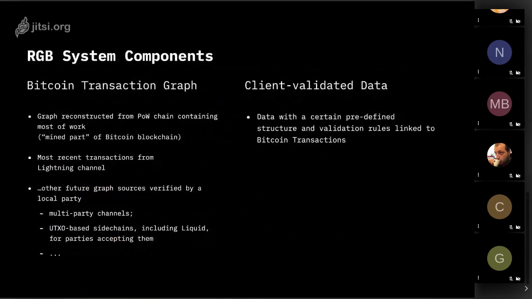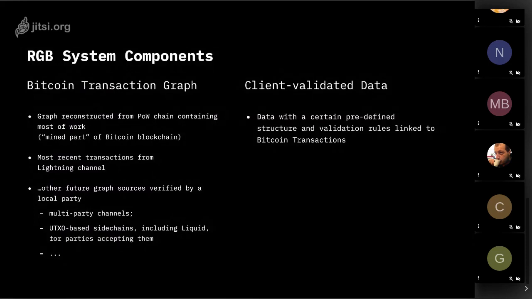So RGB as a system consists of two sets of components. The first set of components is related to the Bitcoin transaction graph. In my past presentation, I already emphasized that the underlying layer of RGB is not the Bitcoin blockchain or the Lightning Network. It is the more abstract concept of the Bitcoin transaction graph, which can be contained within mined blocks or within a Lightning Network channel. That makes RGB agnostic to the system it is built on, either on-chain Bitcoin or off-chain Lightning Network. So here and after, I will not say Bitcoin network or Lightning Network, but when I mean both of them, I will say Bitcoin transaction graph.